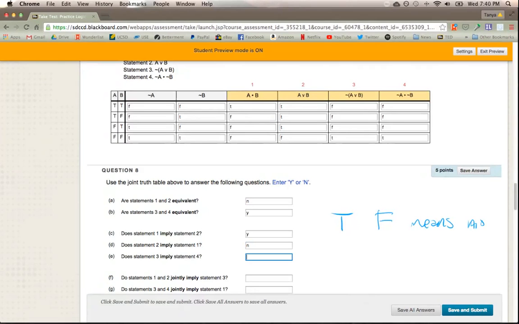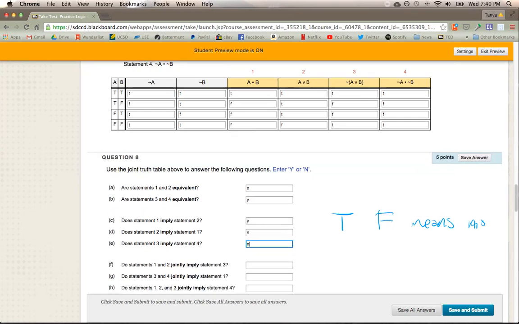Does three imply four? Is there any row where three is true and four is false? No. And if you think about it, that's because they're equivalent. How could they have different truth values on any row when the meaning of equivalent is they have the same truth value on every row? They mean the same thing. So if one is true, the other has to be true.